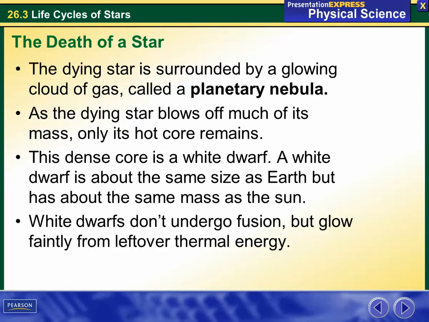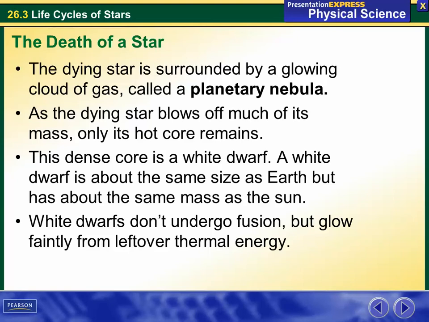This dense core is known as a white dwarf. A white dwarf is about the same size as Earth, but has about the same mass as the sun. So it's a much, much more dense object. Again, if you took the sun and compressed it down to the size of Earth, that is what a white dwarf is. So it's not an overly large object, but it has so much mass that makes it up.